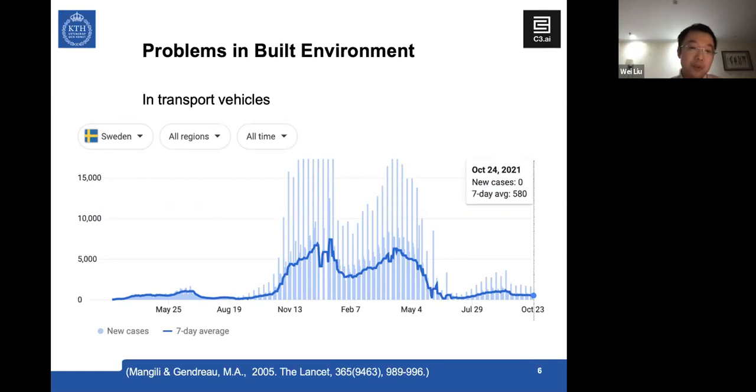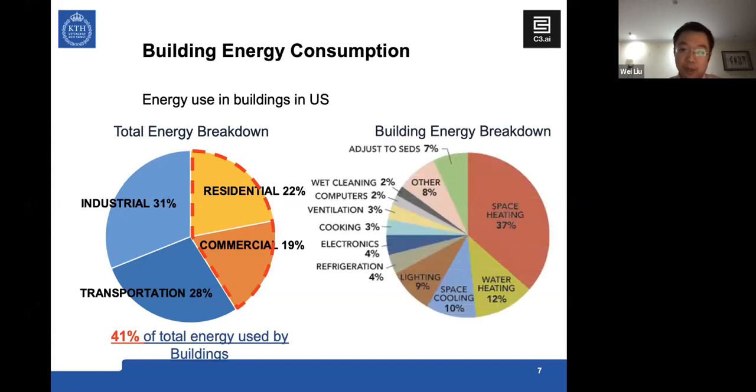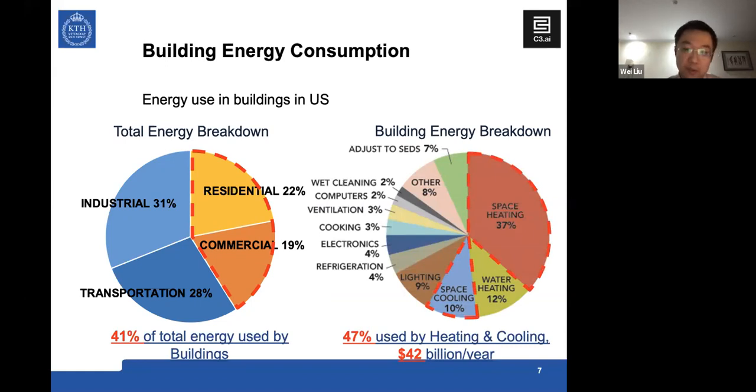So with all the above mentioned problems, we may doubt whether we really spend sufficient effort or energy on the air conditioning, on the HVAC system in the built environment. Actually we do. If we look at the energy use in buildings in the US, the total energy breakdown shows that 41% of the total energy is used by buildings. And further, the building energy breakdown tells us that the energy used by the HVAC system accounts for about 50% of the total energy consumption of buildings in the United States. That is about $42 billion per year.